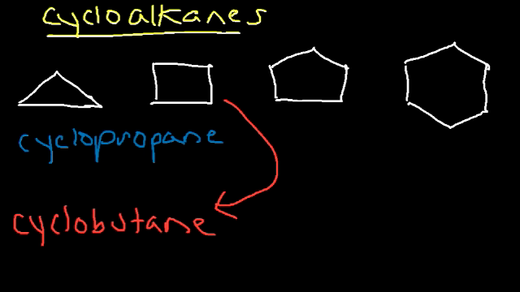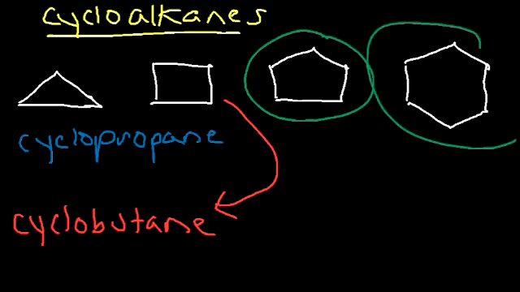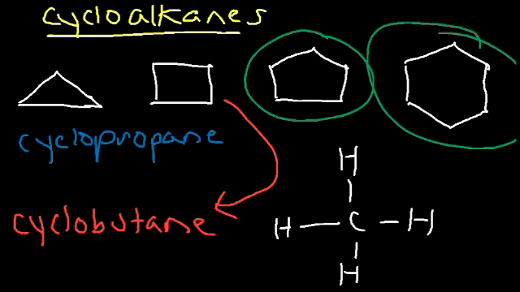3-carbon rings and 4-carbon rings are not very stable. They have a lot of ring strain. 5-carbon rings and 6-carbon rings are stable because they don't have that much angle strain. For a typical carbon atom, which has 4 bonds, the ideal geometry is tetrahedral, and so the bond angle is usually 109.5. Whenever you have a 3-sided figure, the interior angles add up to 180. 180 divided by 3 means that the interior angle of cyclopropane is 60, which is very far from the ideal angle of 109.5. And so that's why cyclopropane has a lot of ring strain.